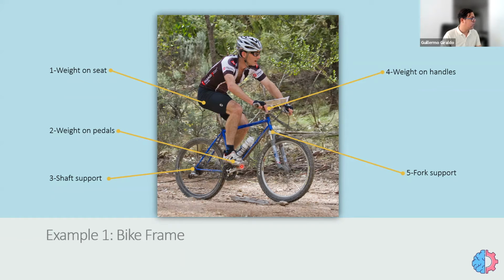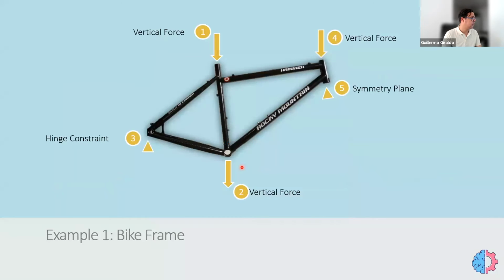So we have a weight that is applied on the pedals, that is transmitted through the pedals through a shaft into this cavity here where the shaft fits. We have a weight on the seat, and we also have a weight on the handles. So by identifying these 5 points of connection between our system and its surroundings, we can create an isolated model that only contains the frame.